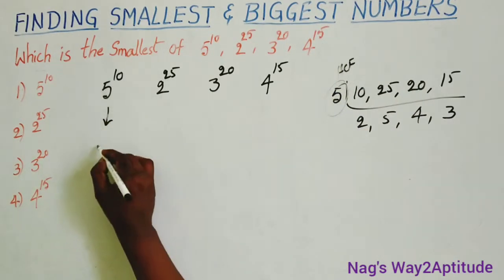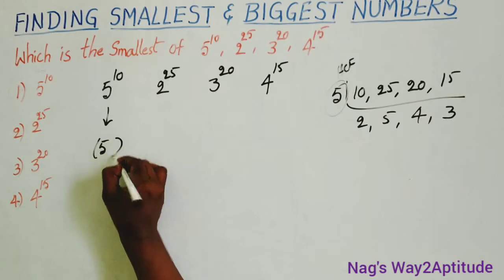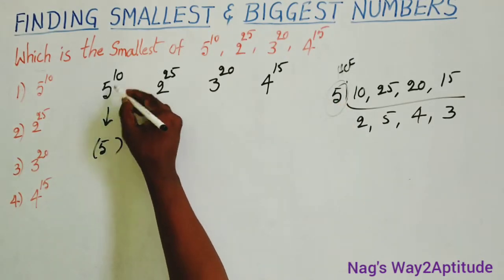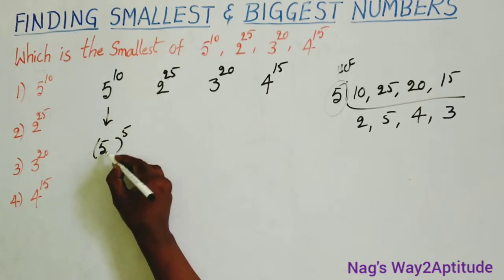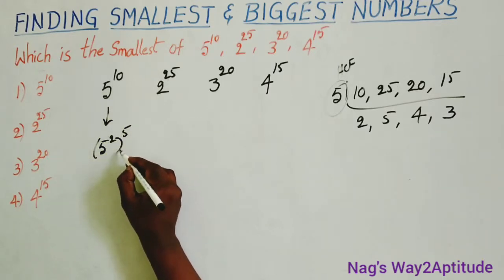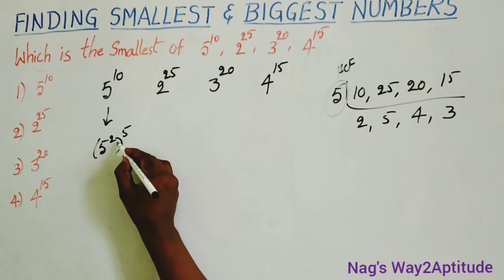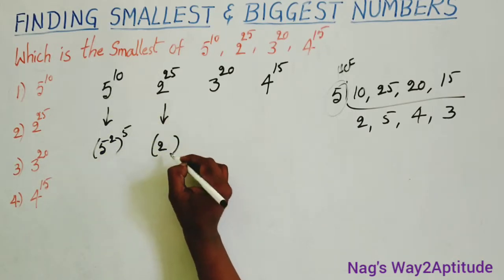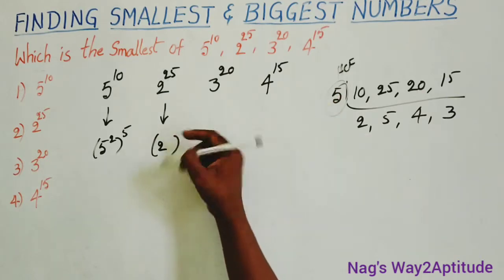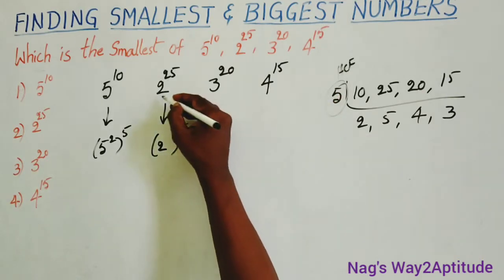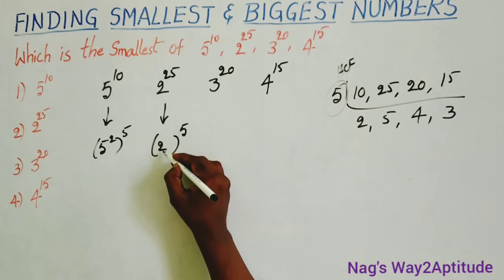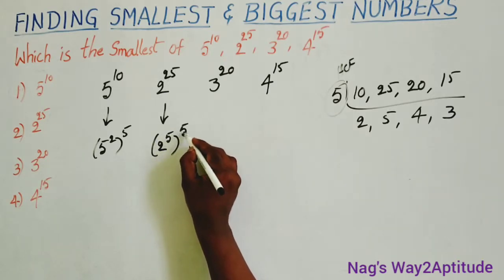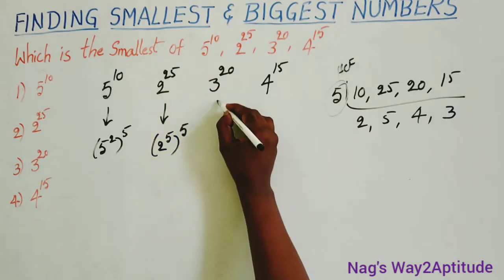So 5 power, what is the HCF, 5. We need 5 power 10. What should be here to make it 5 power 10? 2. Because 2 into 5 is 10, 5 power 2 gives 5 power 10. Now 2 power HCF is 5. So we need 2 power 25. What should be here to make it 2 power 25? 5. 5 into 5 is 25.